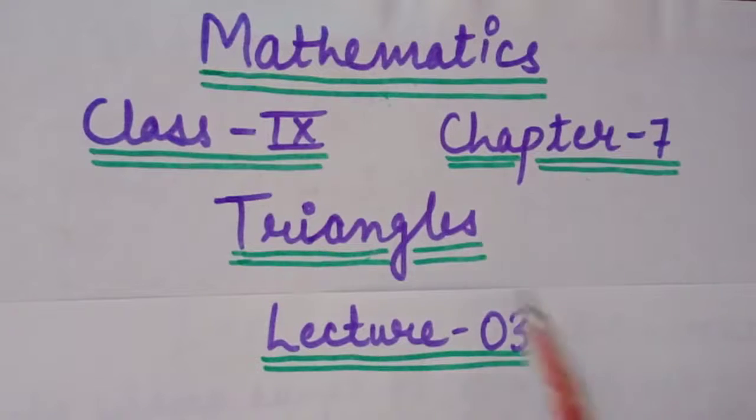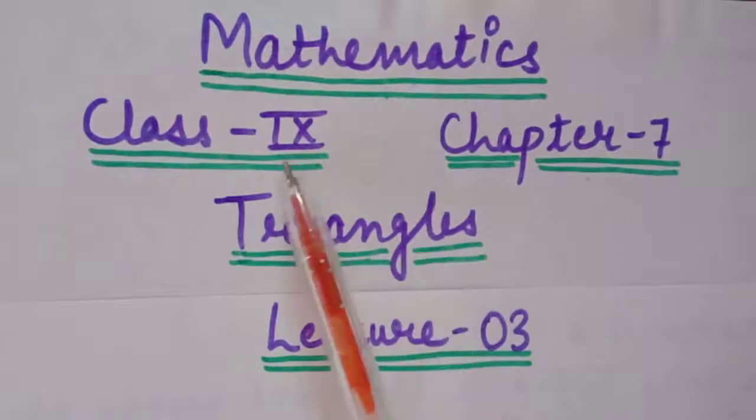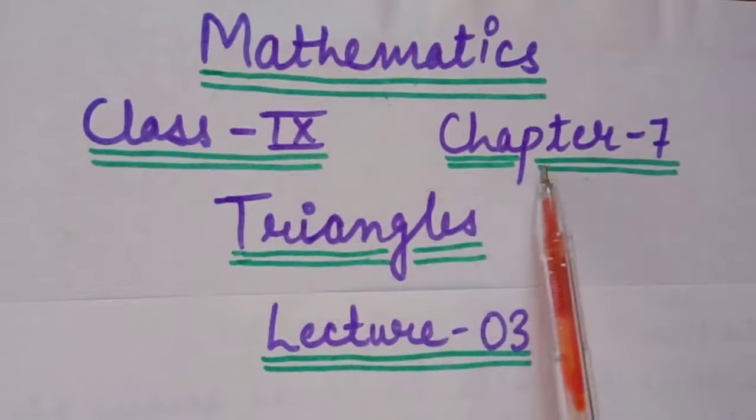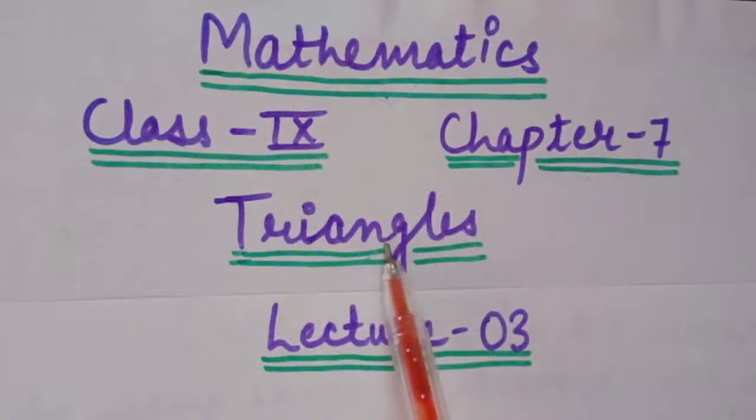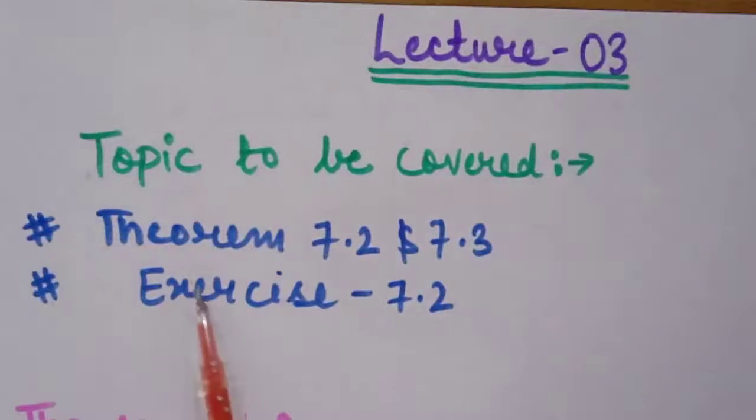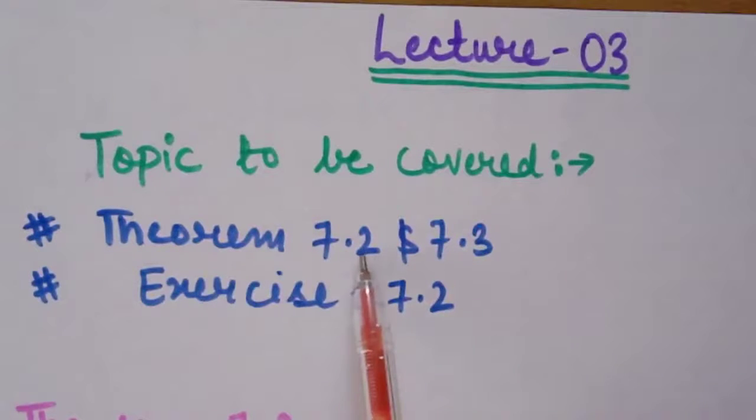So students, this is your mathematics class for class 9th. This is chapter 7, chapter named triangles. This is your lecture 3. In today's lecture, we will discuss theorem 7.2 and 7.3 and some questions of exercise 7.2 based on these two theorems. So students, let me start your lecture.